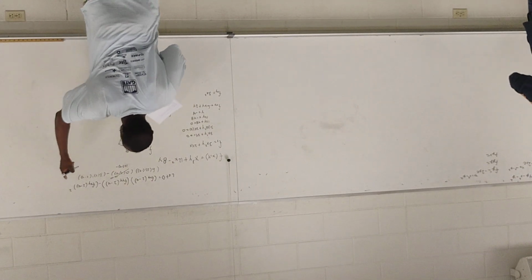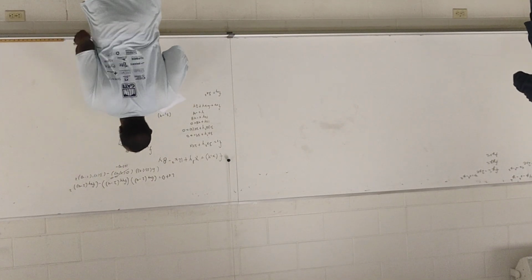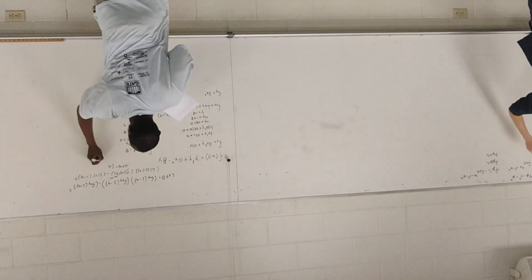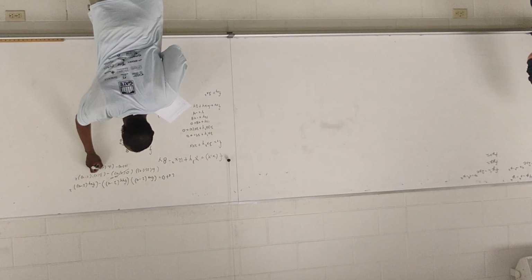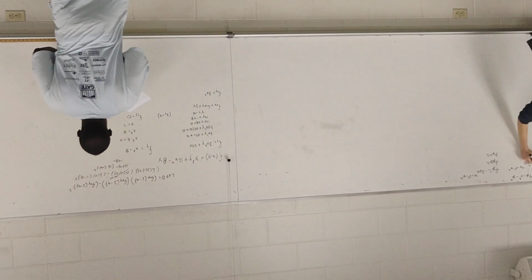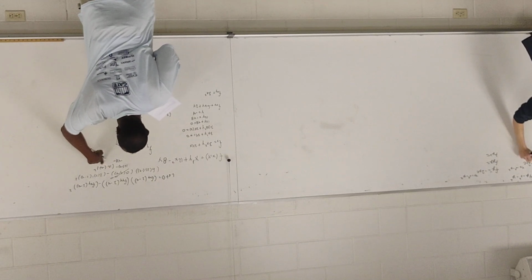This was multiplied by something that was 0, so you can just say that. But this is just multiplied by negative 2. Just like that.